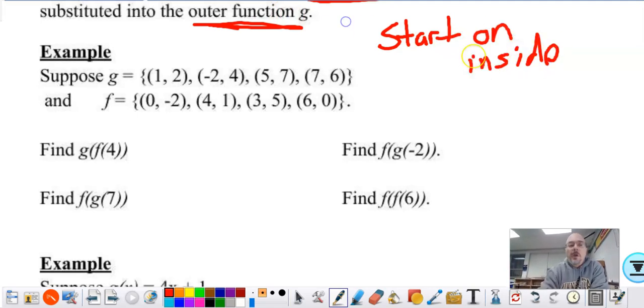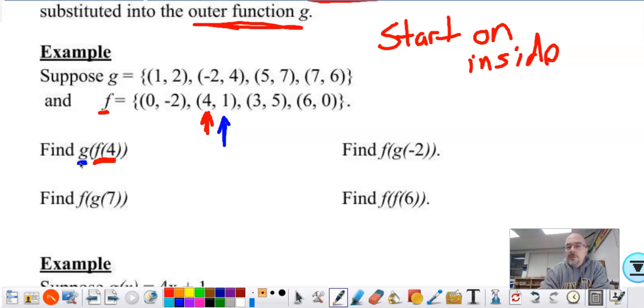So this first problem, you notice on the inside, it says f of 4. So we go to where f is, and here's 4 for the x value, folks. What we do is we look at what its partner is. Its partner is a 1. So now the G is on the outside.